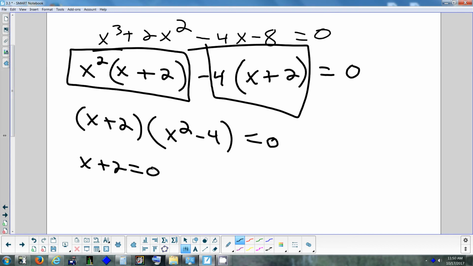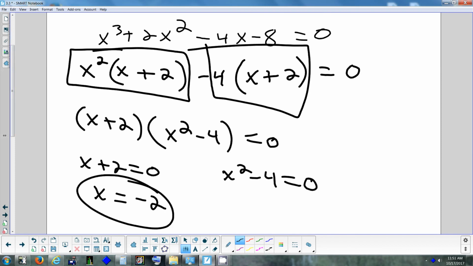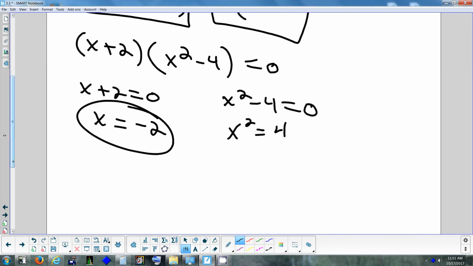X plus 2 equals 0. x squared minus 4 equals 0. What do you get when you solve the first one? -2. Very good. And now the second one, you would add 4 to each side. So x squared equals 4. And then how do you get rid of squaring? Square root. So what's the square root of 4? 2. Plus or minus. Exactly, plus or minus.